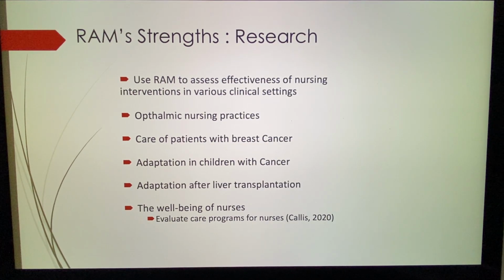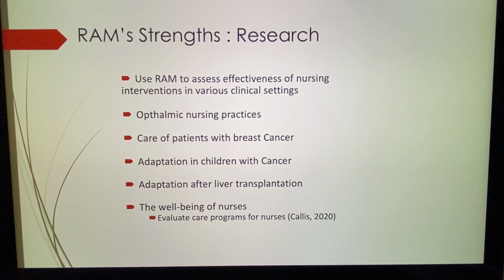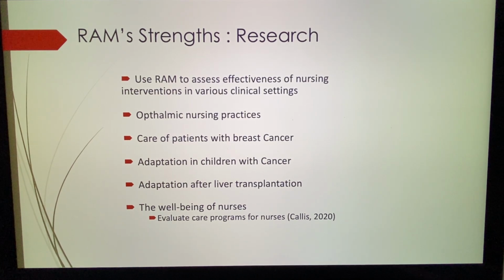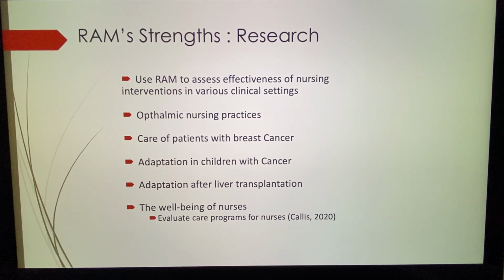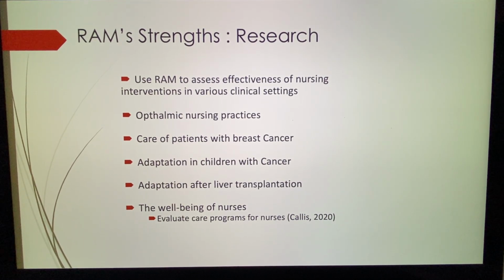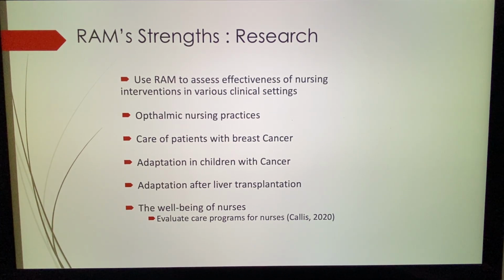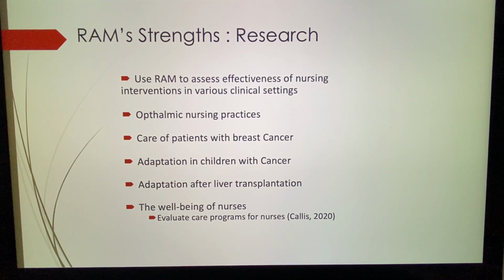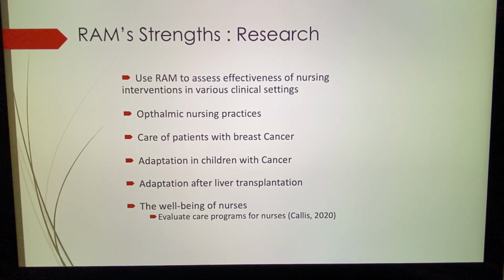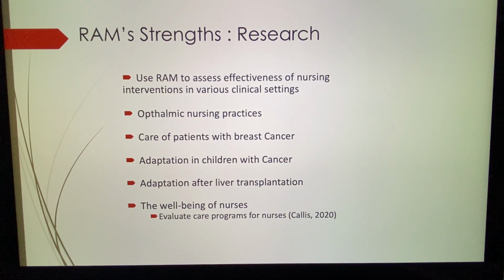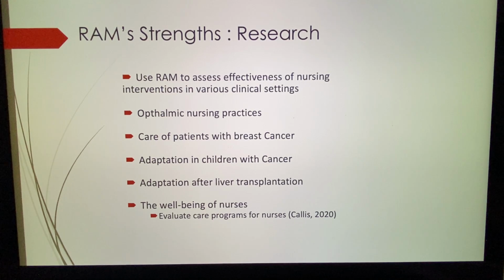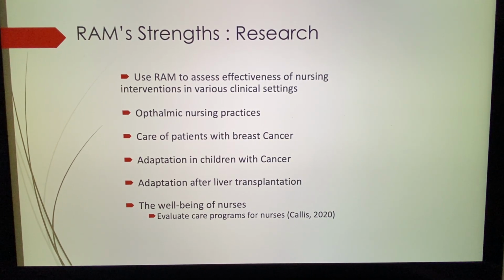In regards to research, RAM is used to assess the effectiveness of nursing interventions in various clinical settings, like the ophthalmic nursing practices or the care of patients with breast cancer. There's adaptation in children with cancer and adaptations after liver transplantation. Roy's adaptation model is also used to evaluate care programs for nurses, addressing issues like compassion fatigue, burnout, and moral distress.